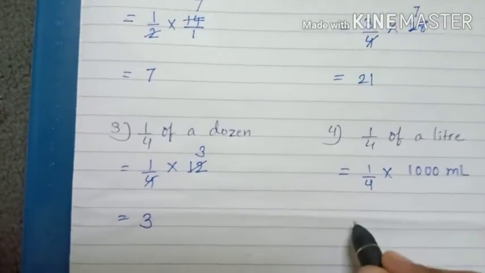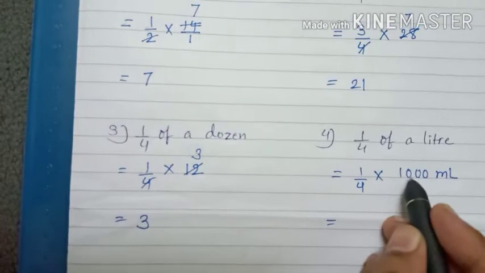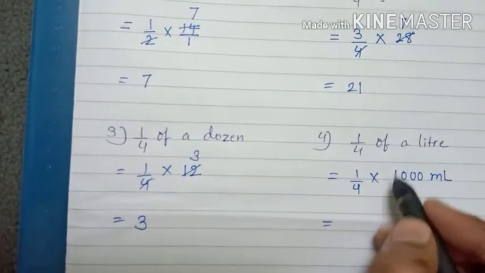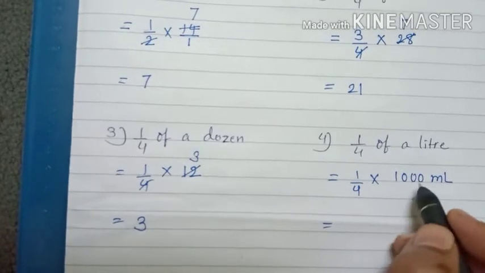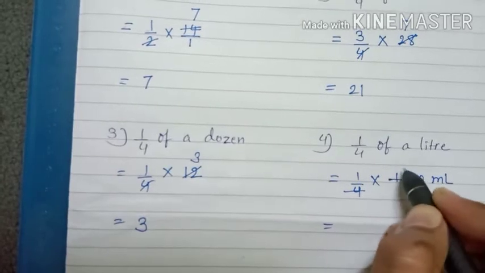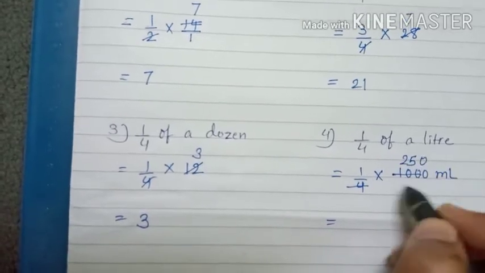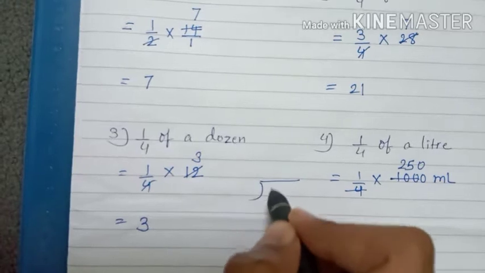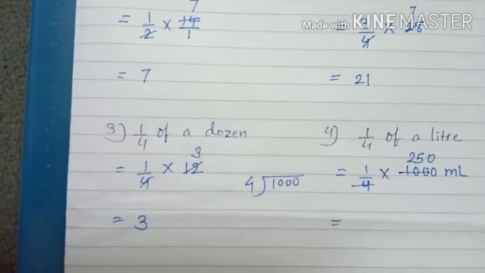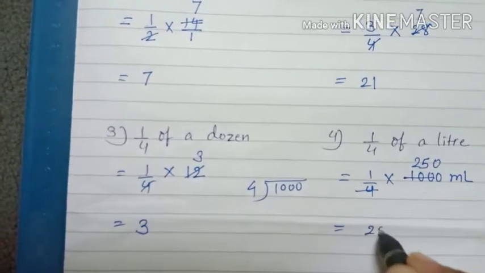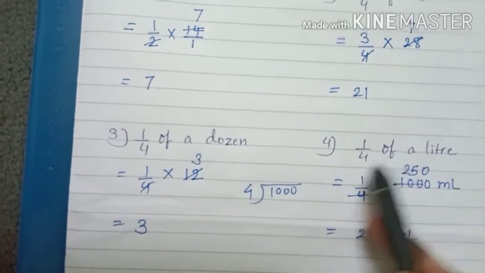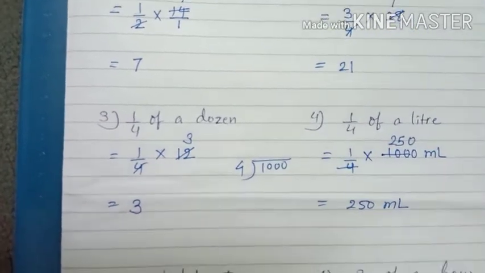Okay, now how can you do it? अब now 4 को 1000 से डिवाइड करना है, तो कैसे करोगे? 4000 का आधा कितना होता है? 500, और 500 का आधा होता है 250. That means 1000 divide by 4 करोगे, your answer will come 250. If you don't understand directly, you can do the division this way. That also you get the same answer. So our answer is 250 ml, that means 1/4 of a liter, यानी 1 लीटर का 1/4 होता है 250 ml.